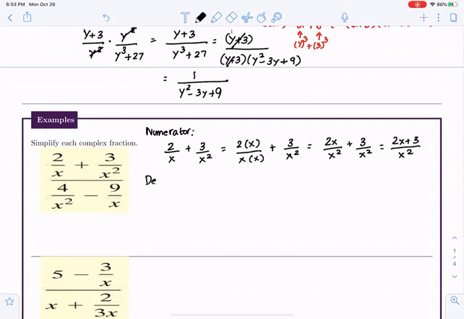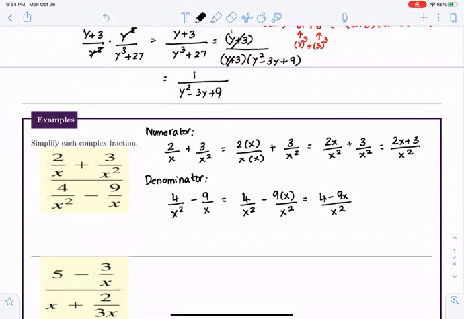The denominator: 4 over x squared minus 9 over x. I need to get the common denominator of x squared, so I'm going to multiply and divide 9 by x, so x times x would be x squared. So the common denominator is 4 minus 9x divided by x squared.